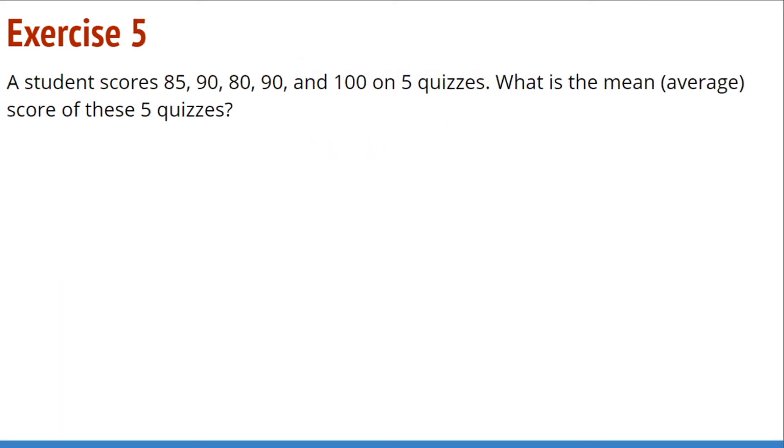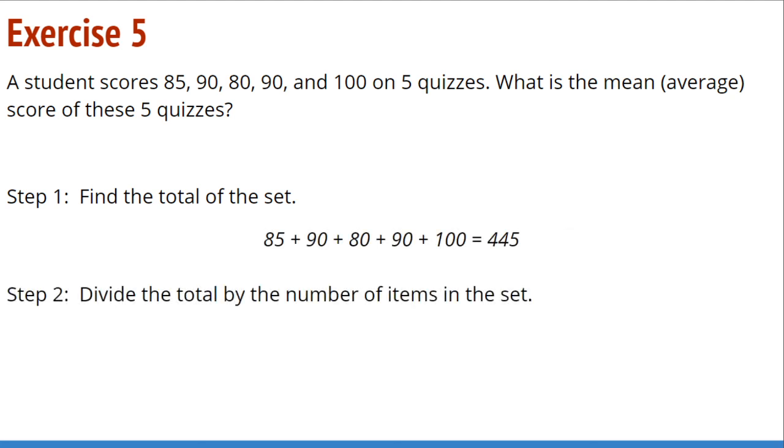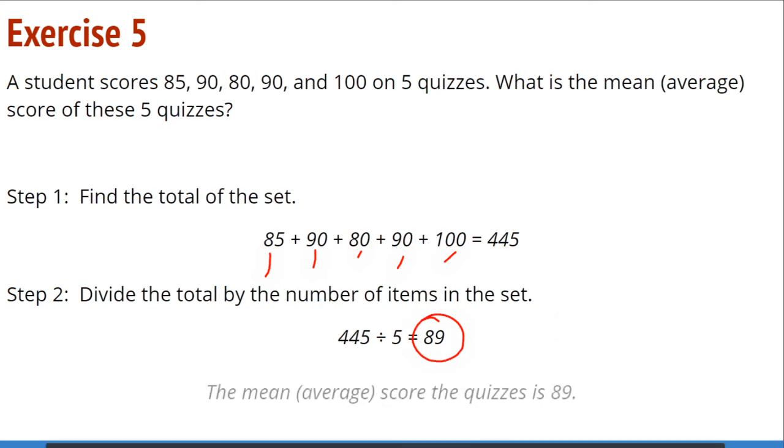All right, exercise 5. Once again, pause, read the question, solve the question, and then come back and keep working. A student scores 85, 90, 80, 90, and 100 on 5 quizzes. What is the mean or the average score of these 5 quizzes? So we're starting to move into real life situations here. So step 1, still the same, total them up, and we get a total of 445, and divide by the number of items in the set. 1, 2, 3, 4, 5. 445 divided by 5 gives us a mean of 89. Their average score was an 89.